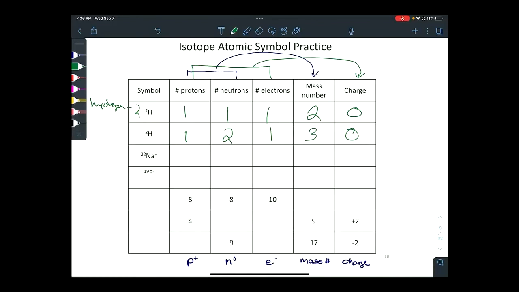Hydrogen 1 is like the normal hydrogen we think of. Hydrogen 2, that's deuterium, heavy hydrogen. It's a lot heavier than hydrogen with no neutrons, and then tritium has 2 neutrons, so a mass number of 3. And so all of those different isotopes of hydrogen actually do have different properties.